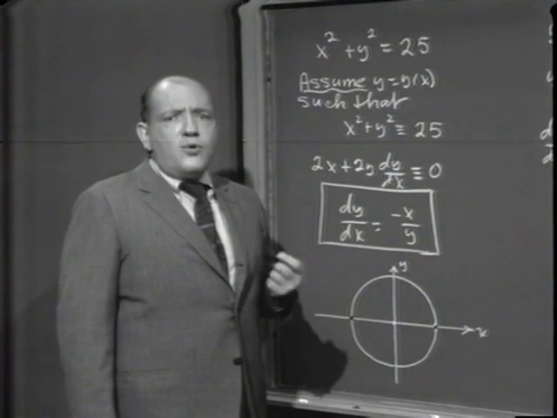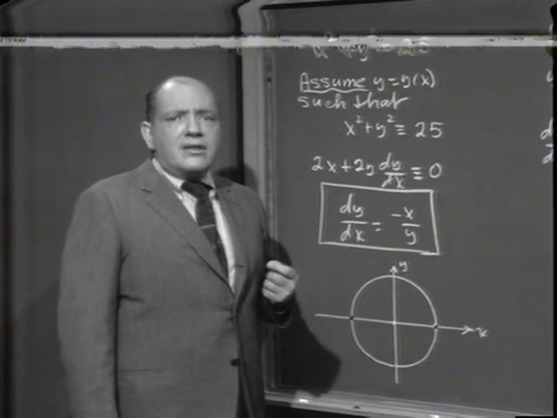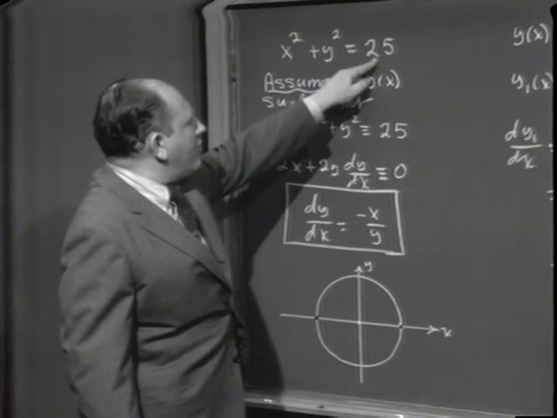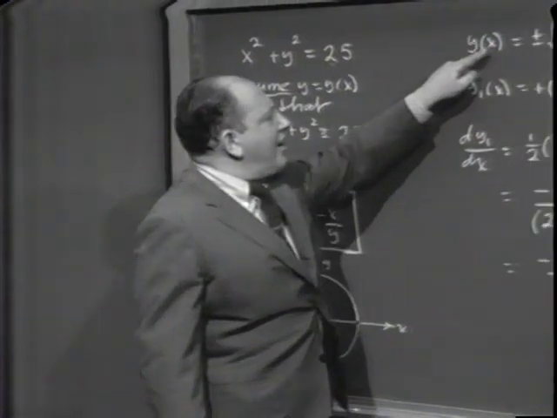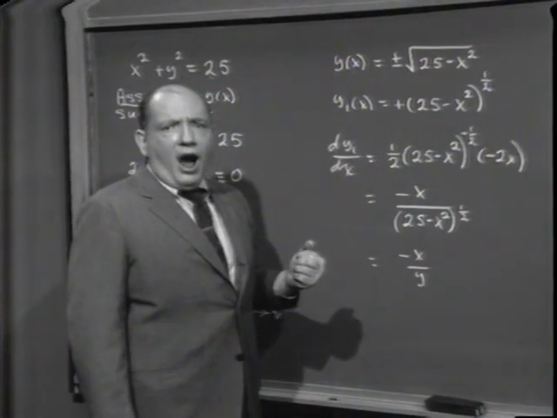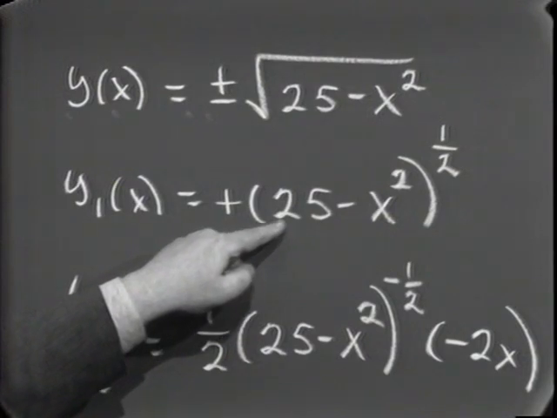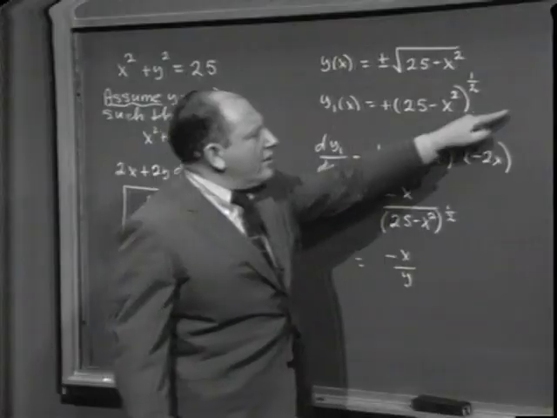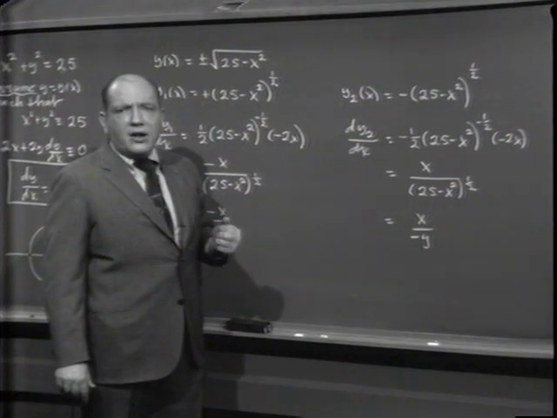But the thing now is, could we have solved the same problem by solving for y explicitly in terms of x? The answer in this case, of course, is yes. Namely, if x squared plus y squared is 25, that says that y squared is 25 minus x squared, and therefore the desired function of x, y, is what function of x? It's plus or minus the square root of 25 minus x squared. In other words, that's what? It's the positive (25 minus x squared) to the 1/2 power. That's one of the solutions. And the other solution is the negative (25 minus x squared) to the 1/2 power.